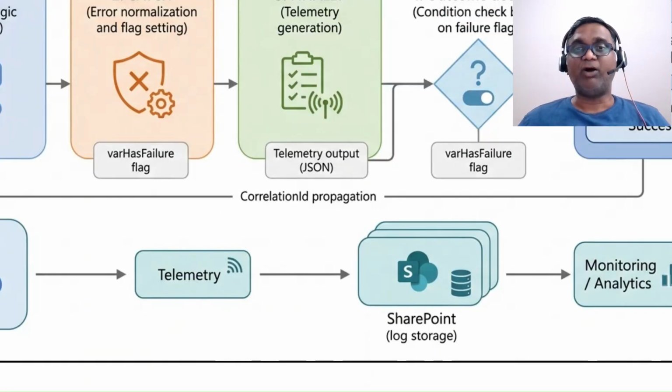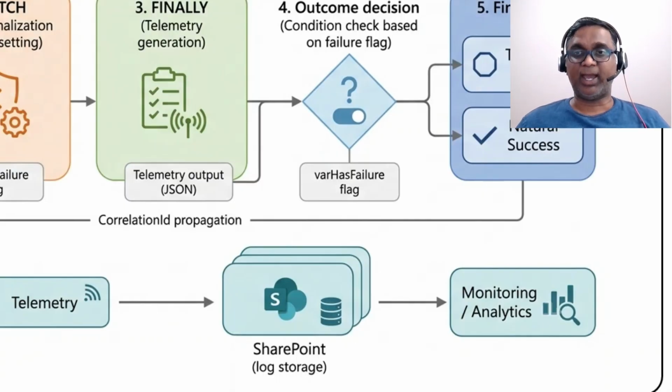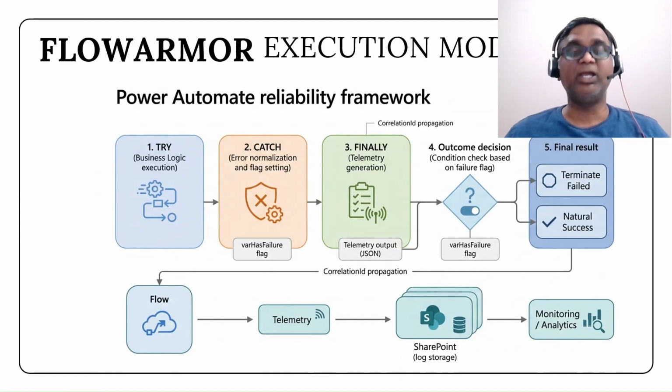Telemetry processing. After the final result, the flow sends the telemetry data asynchronously to be processed. SharePoint, the log storage. The telemetry is stored in a SharePoint list as the long term historical log. Monitoring analytics. Data from SharePoint is fed into analytics tools like Power BI or App Insights for health monitoring, failure analysis, and performance dashboards. This ensures the flow fails correctly instead of silently succeeding.